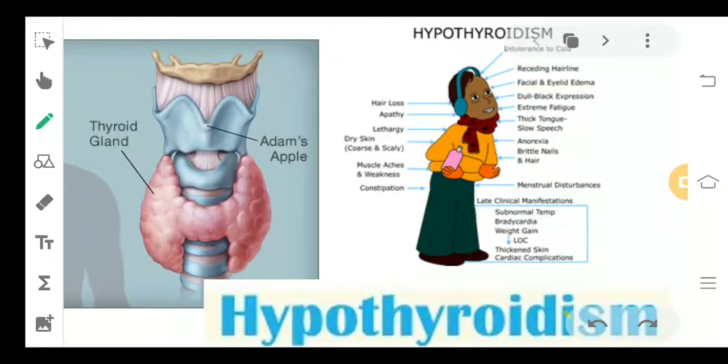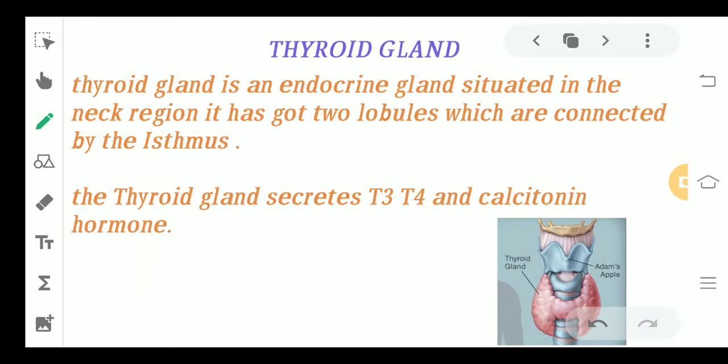Hi everyone, welcome back. Today we are going to study hypothyroidism. Before we move on to hypothyroidism, it is important to know a little about the thyroid gland. I hope we all know this already, but let's give it a quick revision.